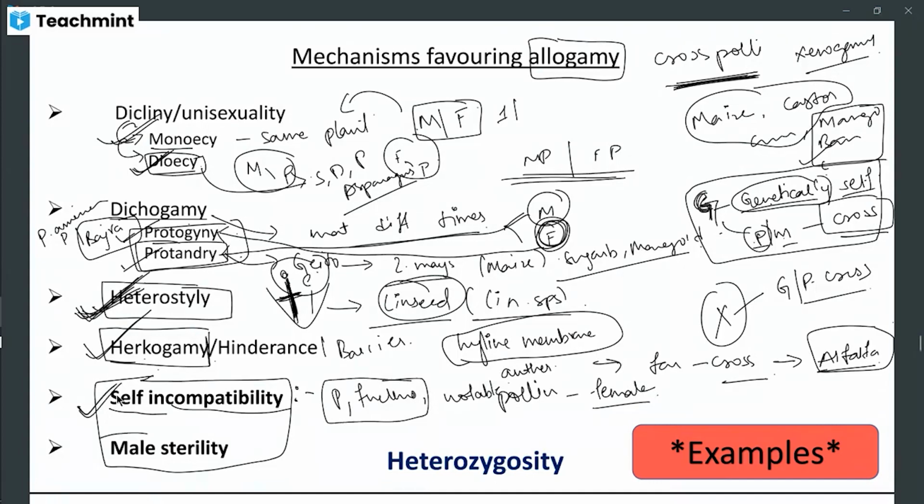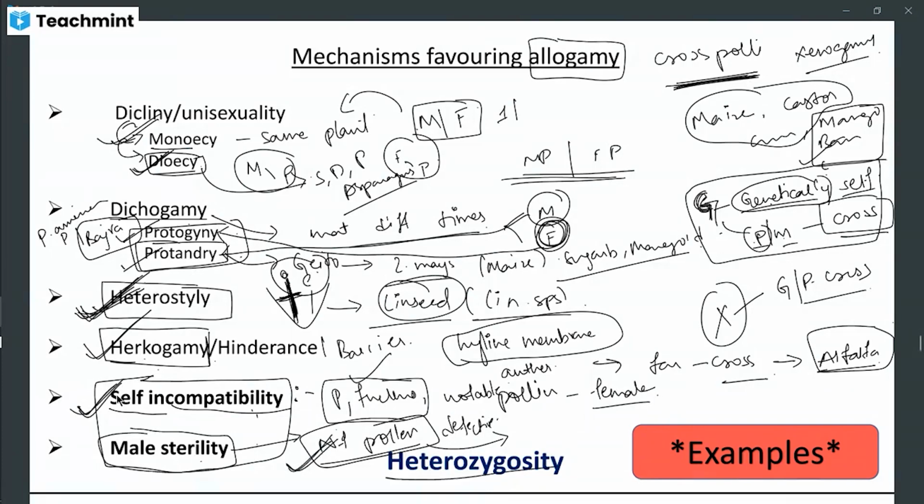So what do you call male sterility then? Male sterility is a direct condition of non-functional pollen. The pollen produced itself is not in a condition to pollinate. It is a defective pollen. So the main difference between these two is that here the pollen is functional, and here the pollen itself is non-functional.